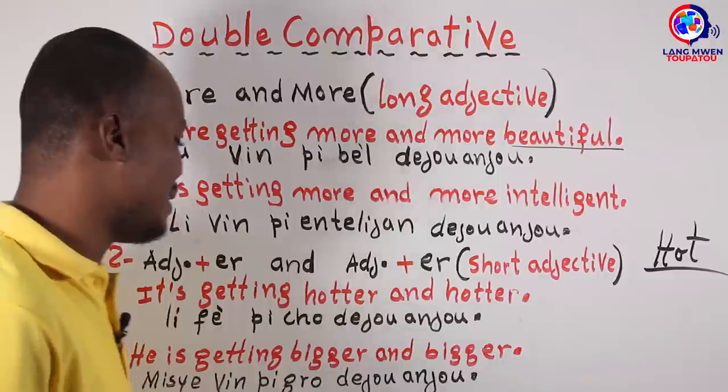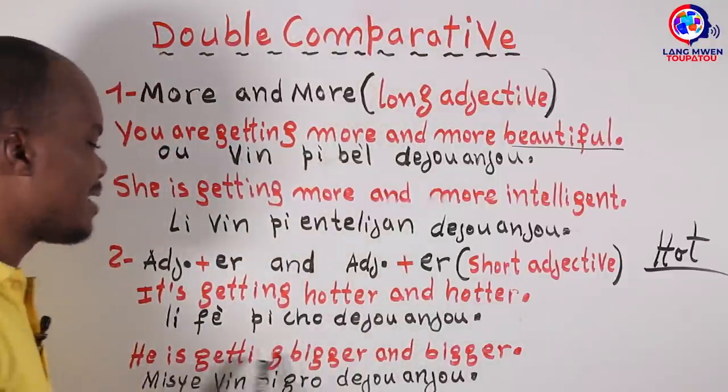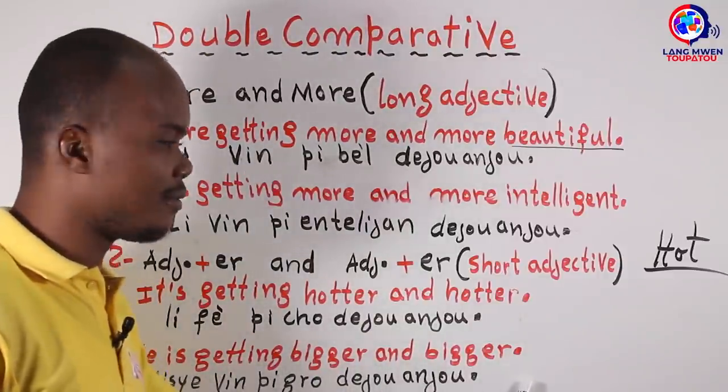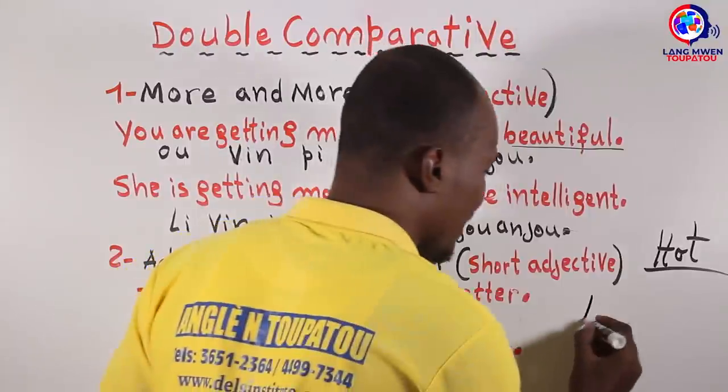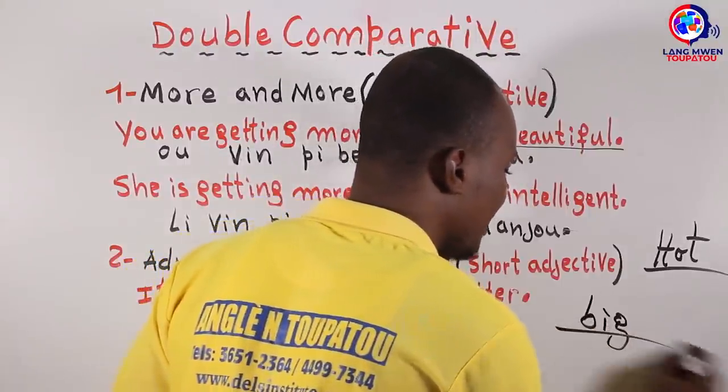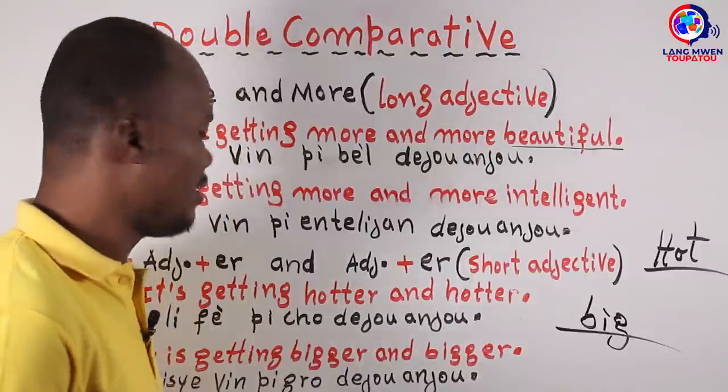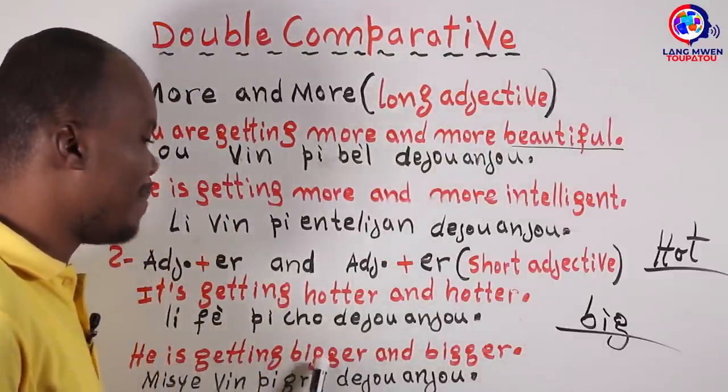Let me give you a second example to finish. He is getting bigger and bigger. Big is the adjective. Big. So we say, he is getting bigger.